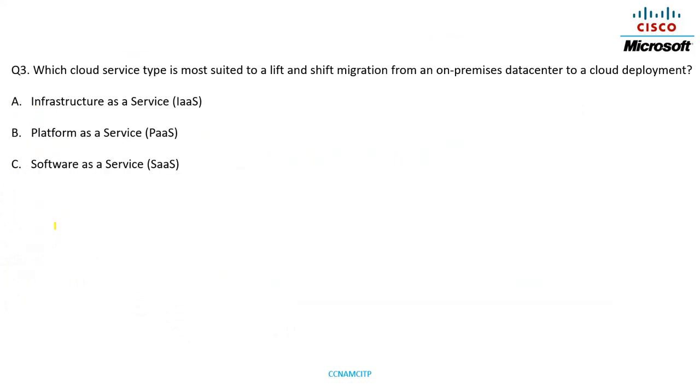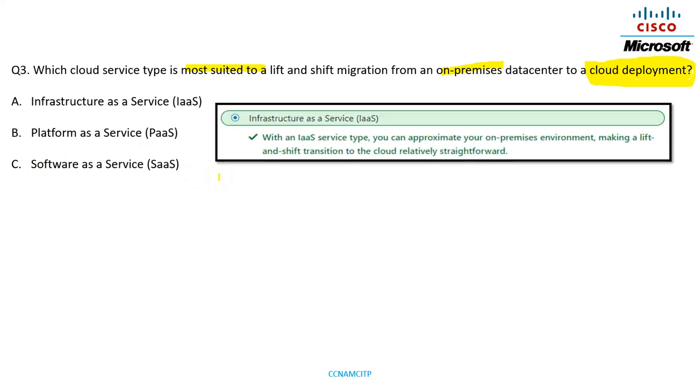Let's see the next question. Guys, the next question asks which cloud service type is most suited to lift and shift migration from on-premises to cloud deployment. You are moving your physical infrastructure from your on-site data center to cloud deployment. Which one is it: infrastructure as a service, platform as a service, or software as a service? The answer should be infrastructure as a service.